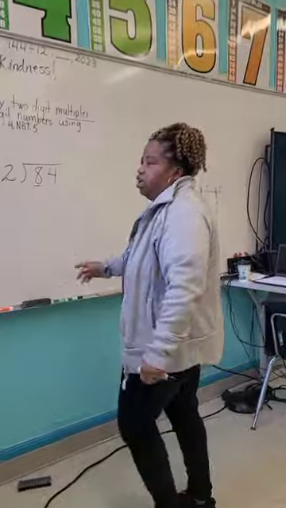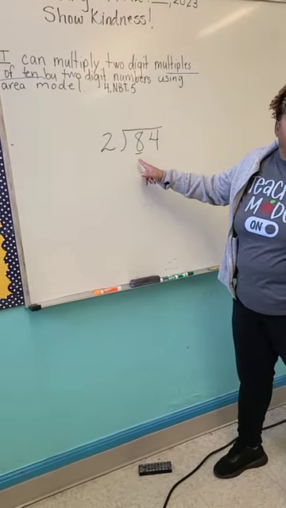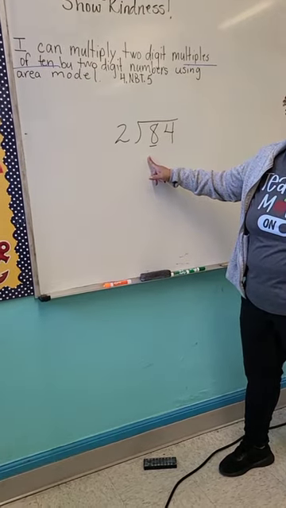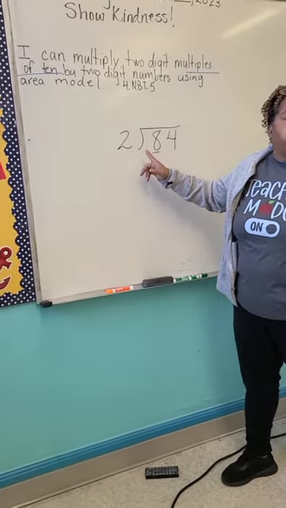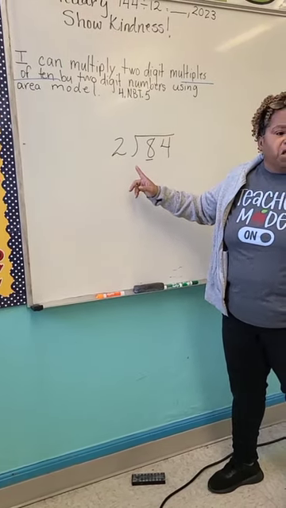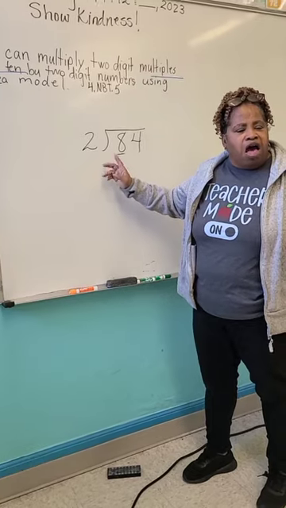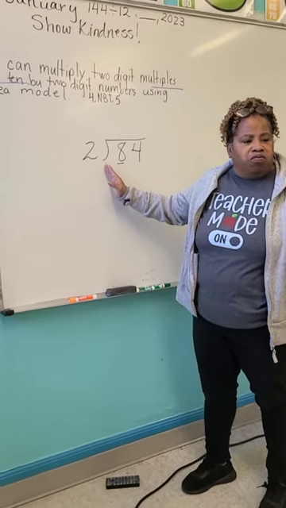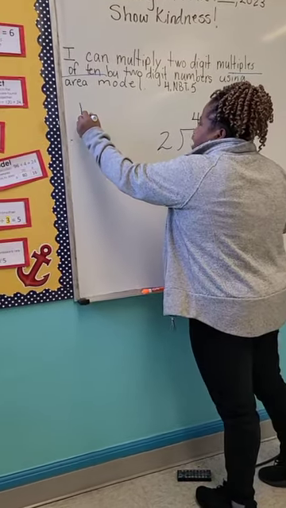Now, let's read the equation. Read the equation for me, everybody. 48 divided by 2. This one, just the 8. 8 divided by 2. You showed using your cubes, 8 divided by 2 equals what? 4. How many things are in each group? 4. Okay, so we remember that.